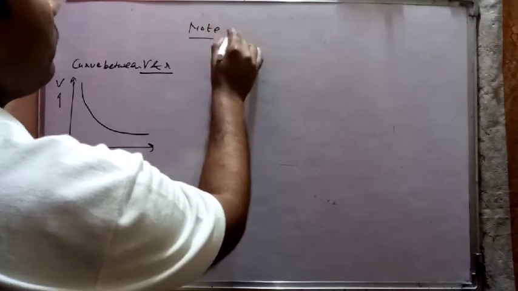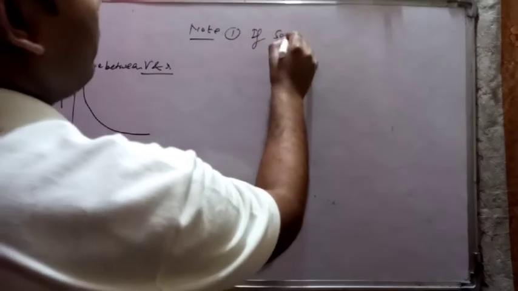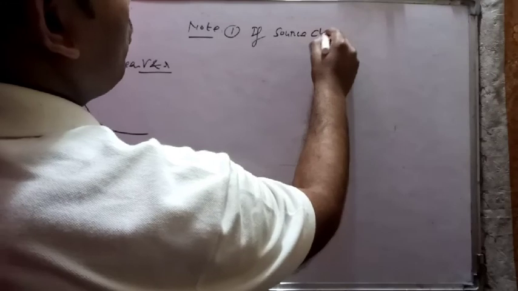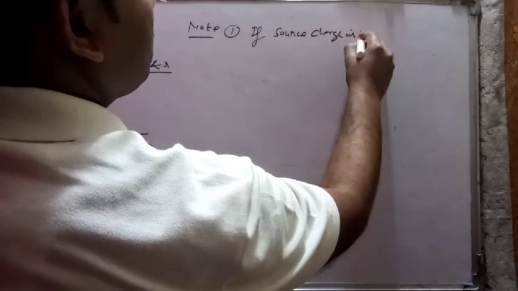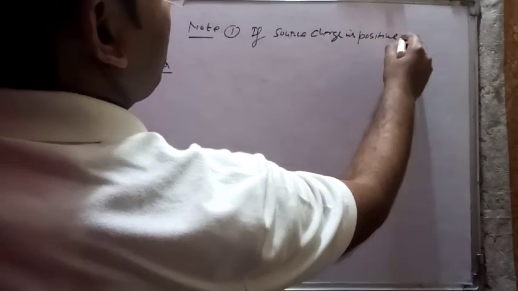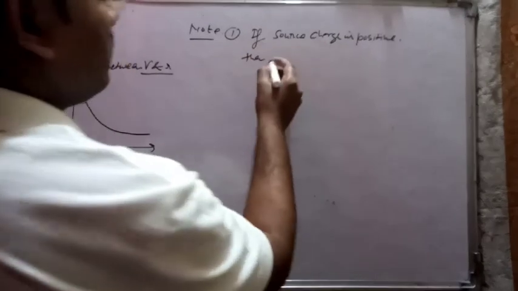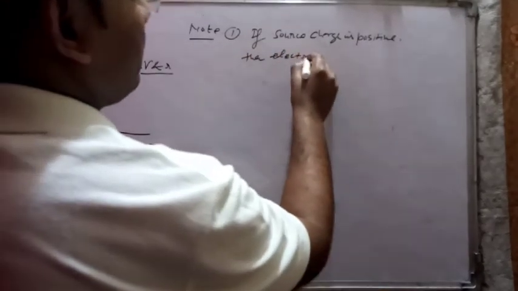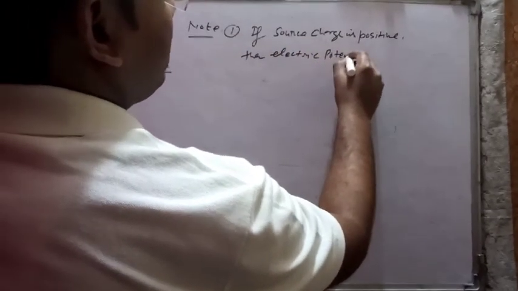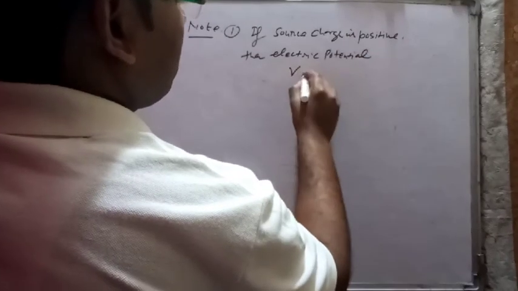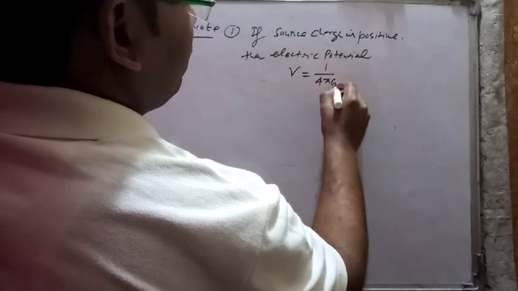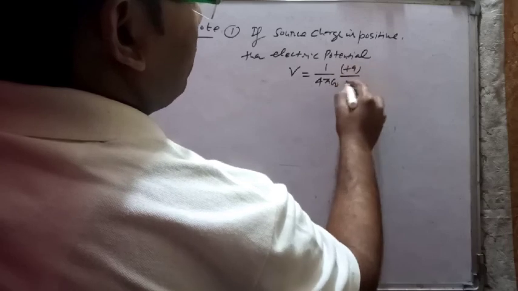Note here, first one, if source charge is positive, then electric potential V is equal to 1 divided by 4 pi epsilon naught plus Q by R.